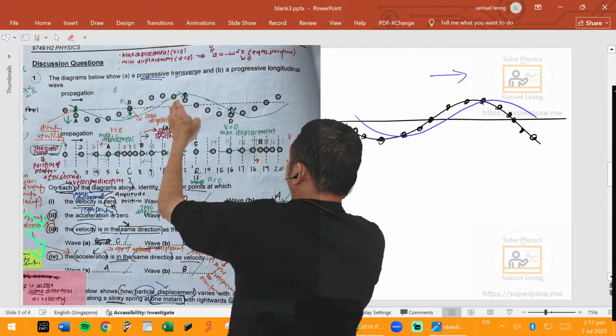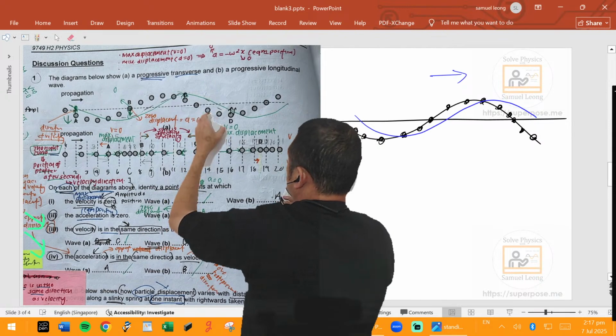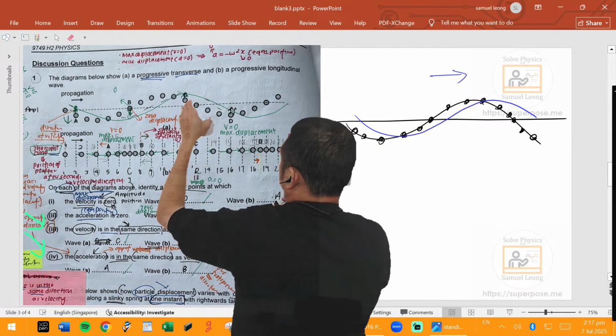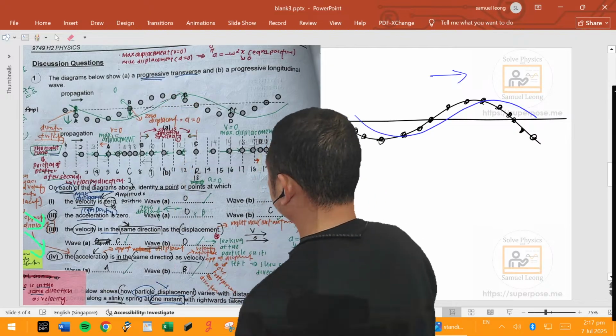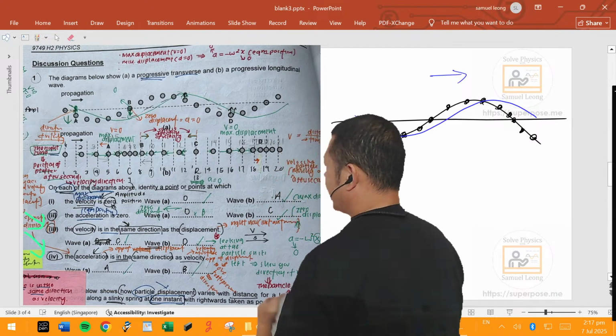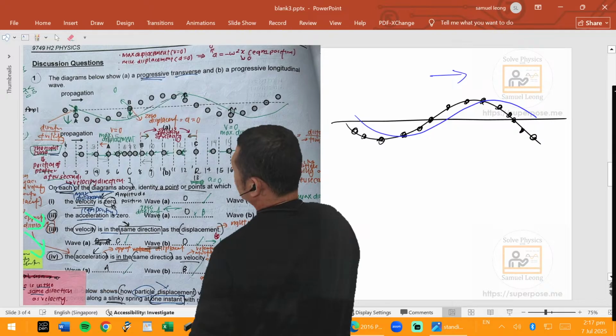And then the other one you're looking for is here. This one here. This section here. Yeah, this section here. Yeah. Then you do the same thing, right? Acceleration is the same as velocity.